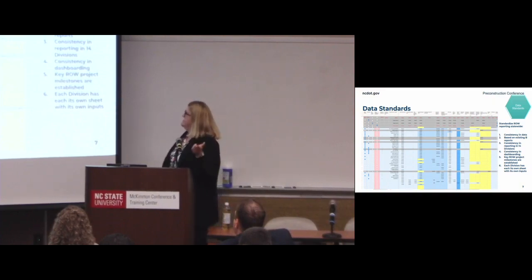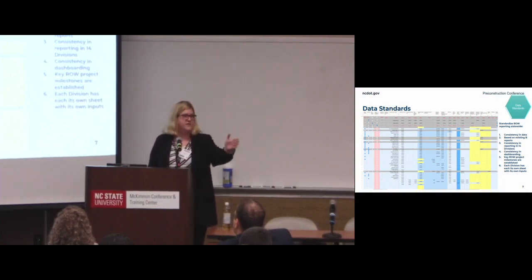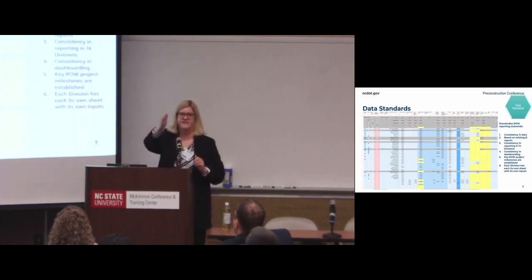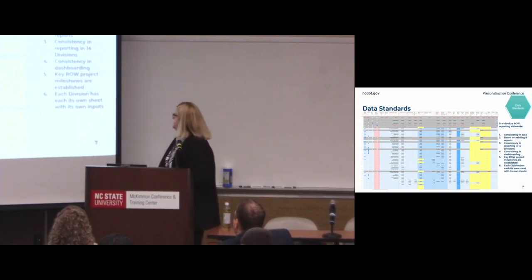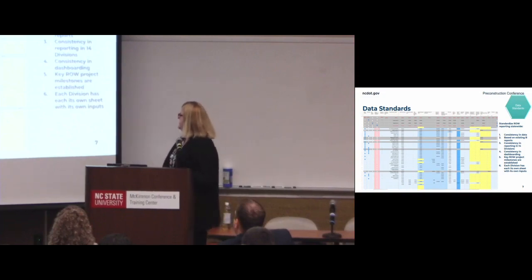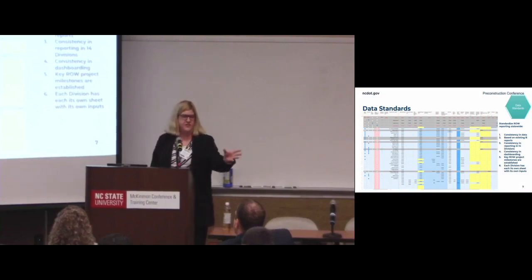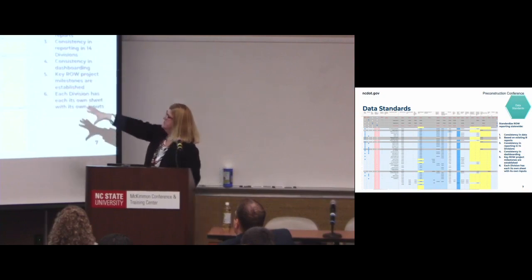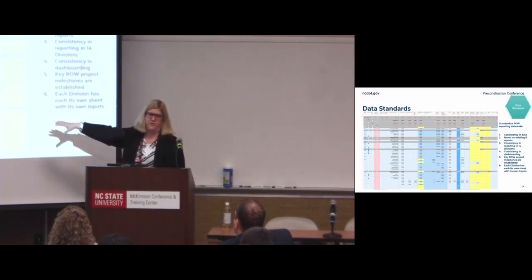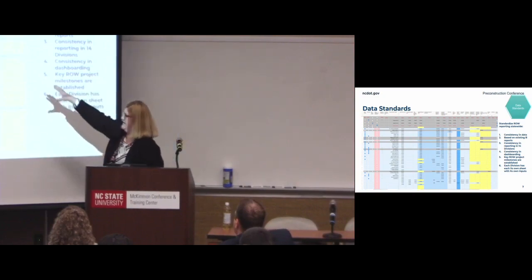And consistency in dashboarding, especially key right-of-way project milestones. Figure out where those are. What does everybody want to see? What do the project managers need to see as the status of their project? And then make each division have its own sheet with its own inputs. Make each division responsible for what they're putting in. So we developed this, which is basically a big old B report. We put it in Smartsheets, and then we put all these categories in there.